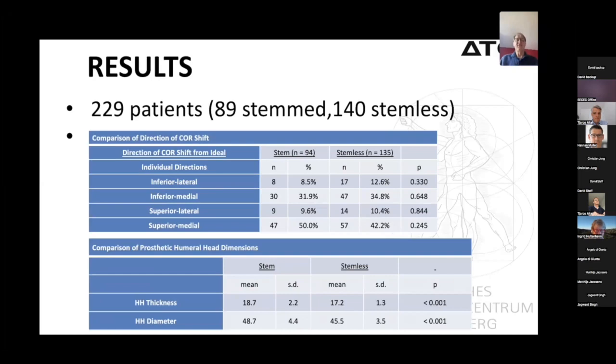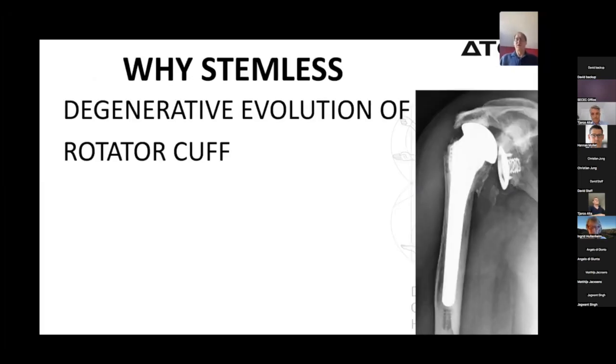The direction of shift of the center of rotation is pretty much the same, but in restoring humeral head anatomy in terms of thickness and diameter, the stemless again scores much better. Why would we go stemless?